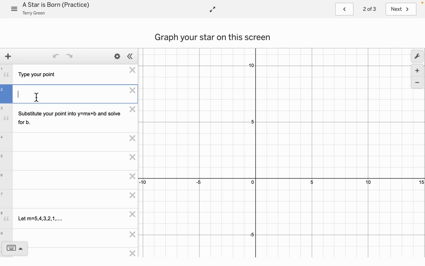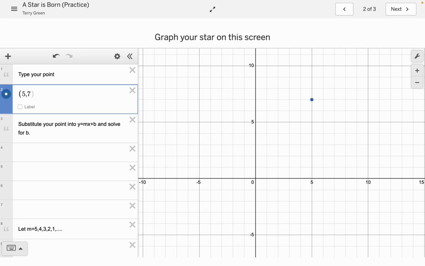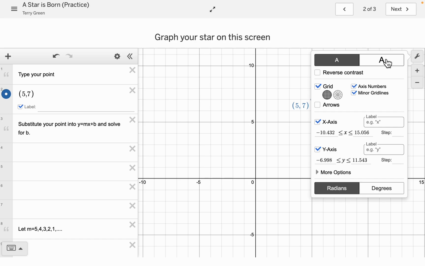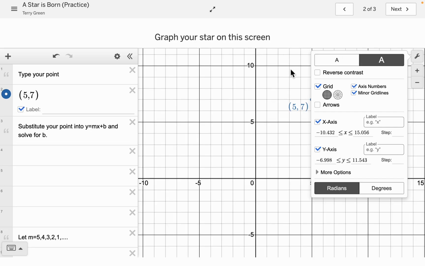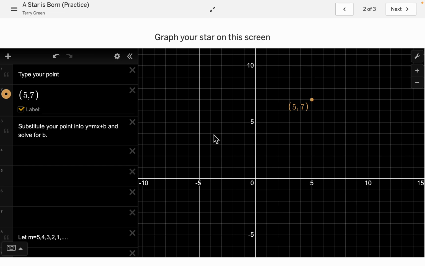Okay. So I'm going to go right here. I'm going to type 5, 7. That's my point. Okay. I'm going to label it. I'm also going to make it bigger, and I'm going to reverse my contrast. Okay, so there's my point, 5, 7.